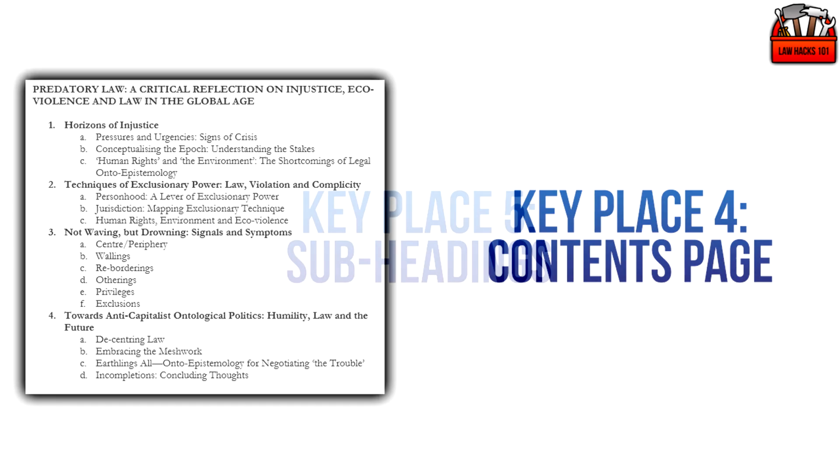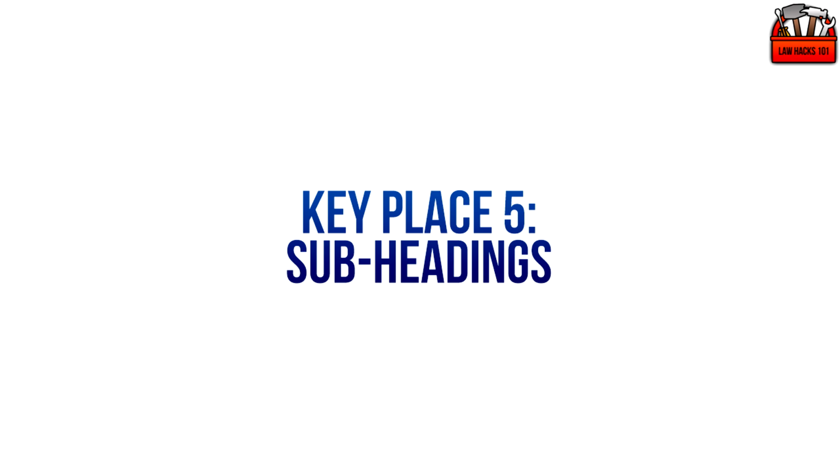Key place 5 is subheadings. The subheadings in a text put more detail onto the main bones of the skeleton, or the main branches of the map you can see of the book or text as a whole.